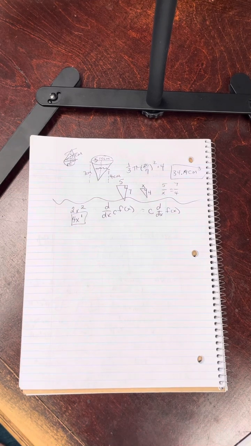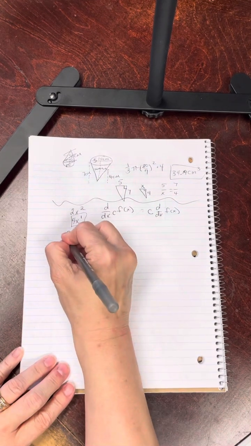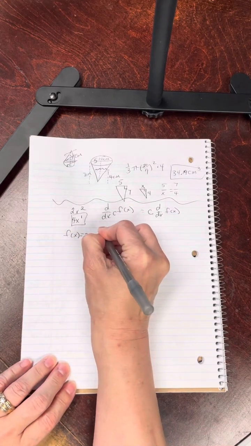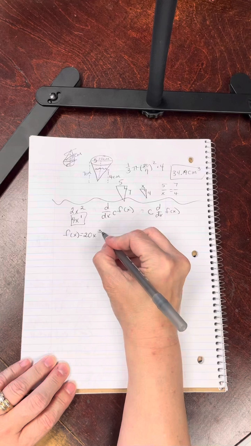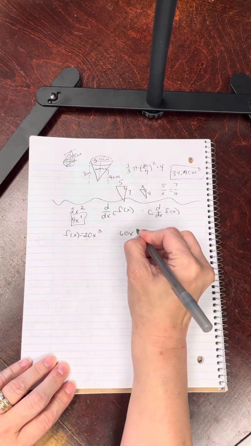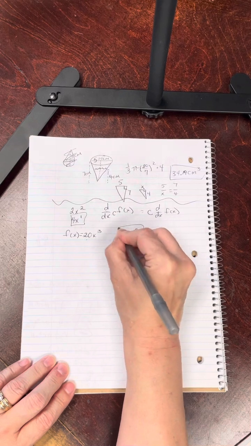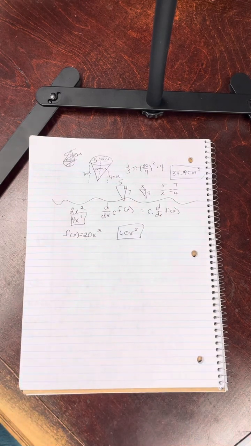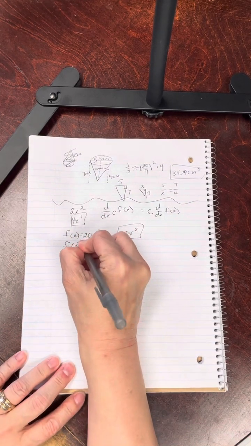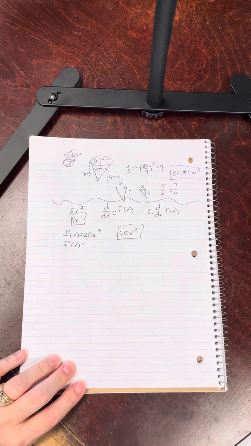So in example 1, it gives you f of x equals 20x cubed, and it says derive that. So 3 is coming down. 3 times 20 is 60, and 3 minus 1 is 2. 60x squared is the derivative. Not hard.